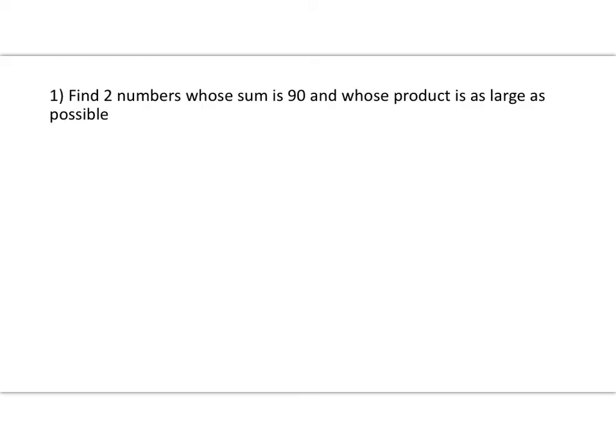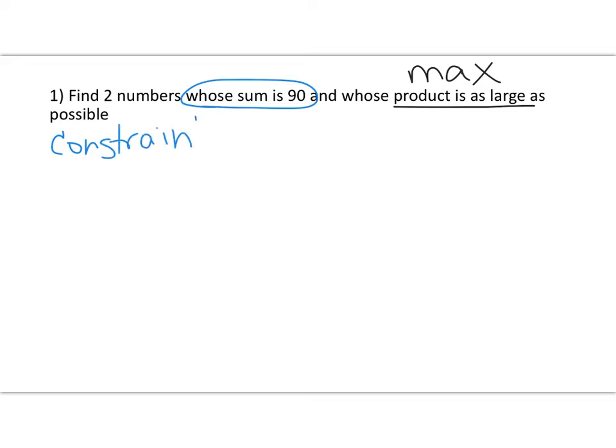Find two numbers whose sum is 90 and whose product is as large as possible. So we want to maximize the product. Now we have to have a constraint. So the constraint in this problem says we're finding two numbers whose sum is 90. So I'm going to call x and y my numbers. So my constraint part of the problem, what limits what I can and can't do, is that x plus y equals 90. What I want to maximize is my product.